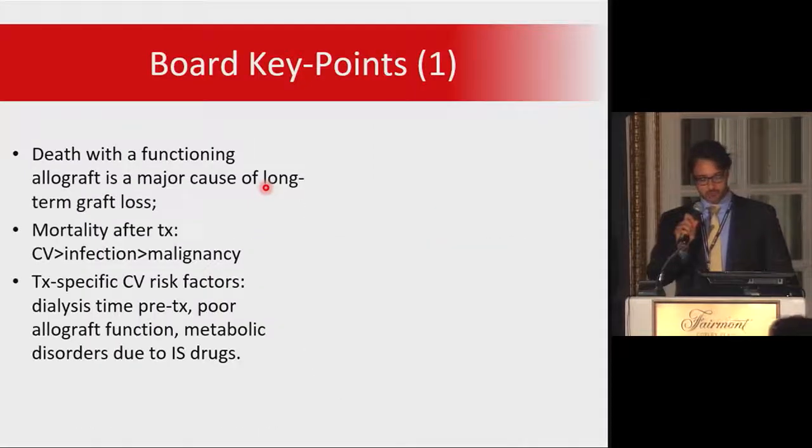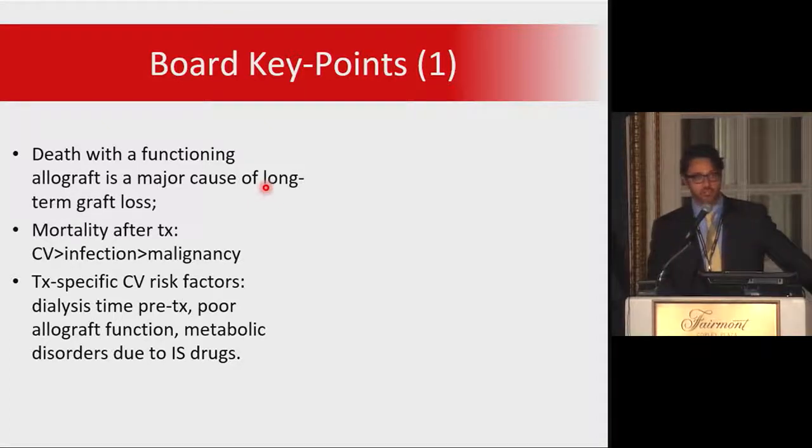So from diabetes, we're going to move on to some other complications. I'll do a quick board key points just for us to refresh what we just spoke about. Death with a functioning allograft is the major cause of long-term graft loss. So our patients are not losing the graft, but they're actually dying with a functioning graft. So this is why this is important.